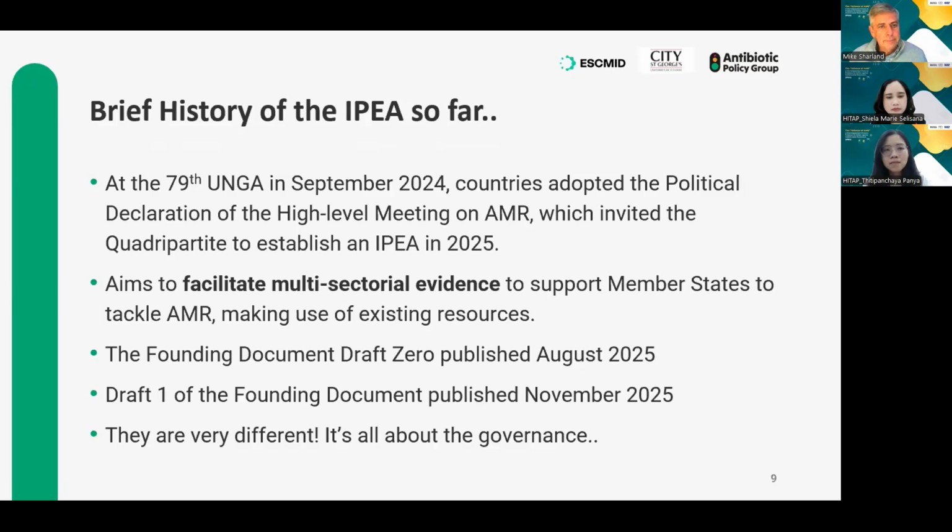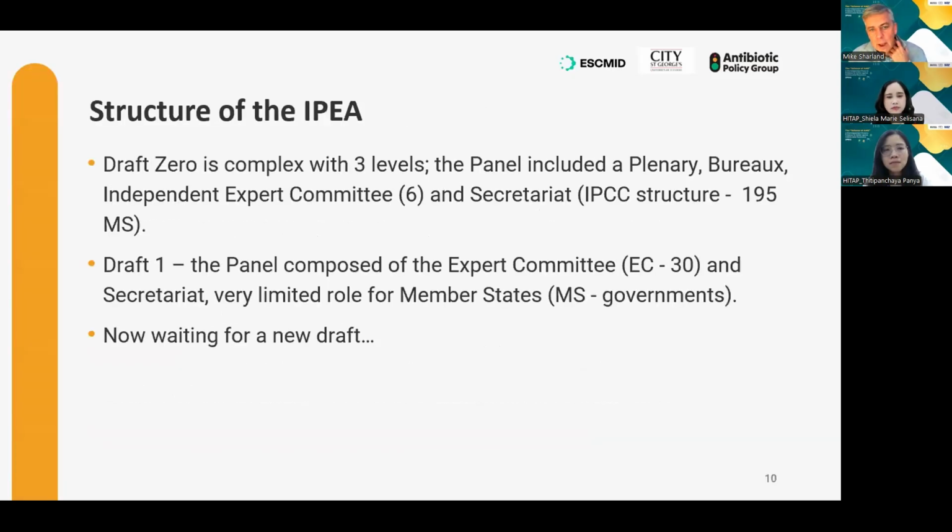Next slide, please, Ryan. So fundamentally, the political structure of an independent panel is important because that influences the way in which governments work with a panel and how much influence the panel would have in the deliberations and policies of governments.